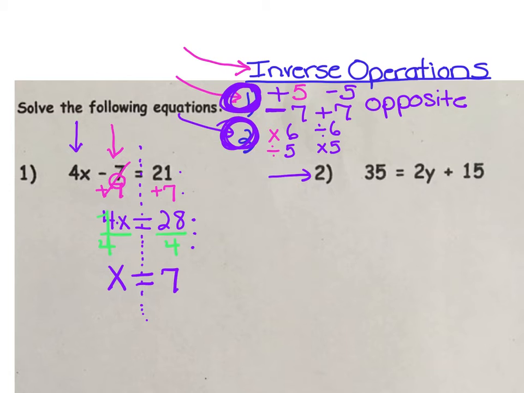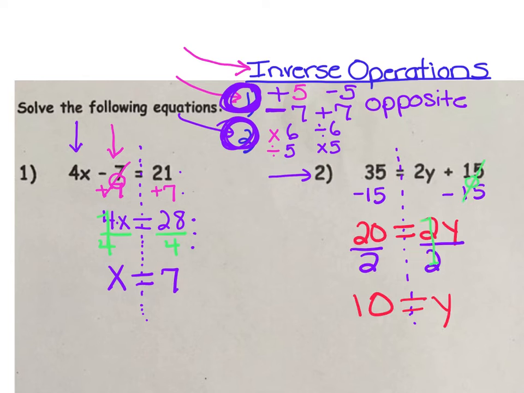Try the next one on your own. Drop a dotted line, pause the video, and see if you can complete this on your own. When you're done, turn the video back on. Pause the video now. You should have gotten an answer of 10 equals y. First, subtract 15 from both sides. Then, divide both sides by 2. Make sure you use the bar technique when you divide.